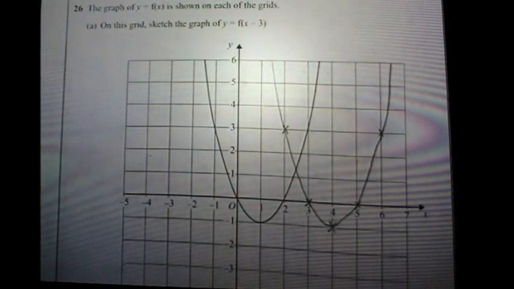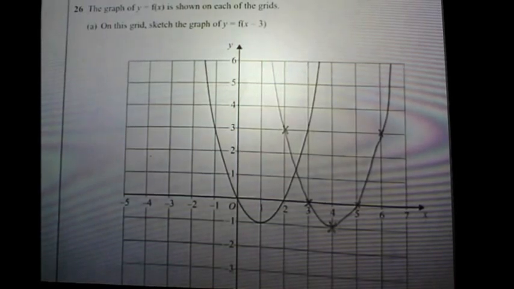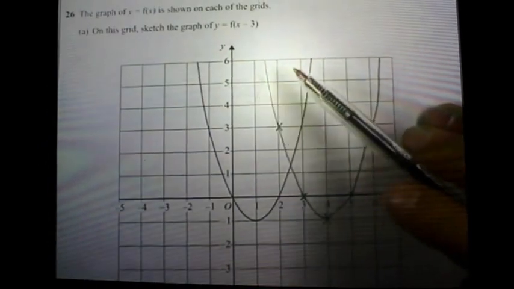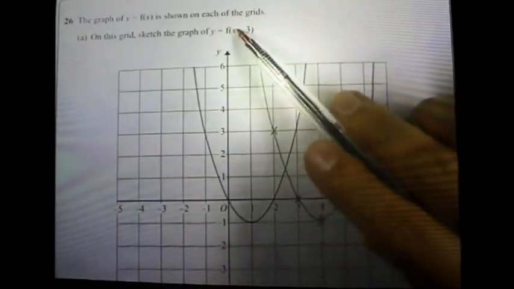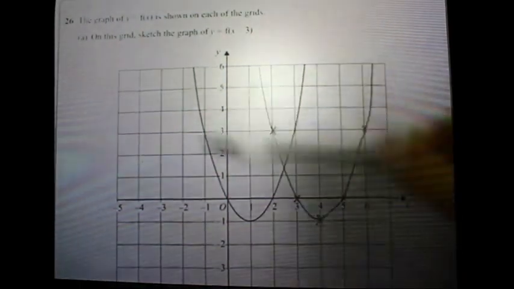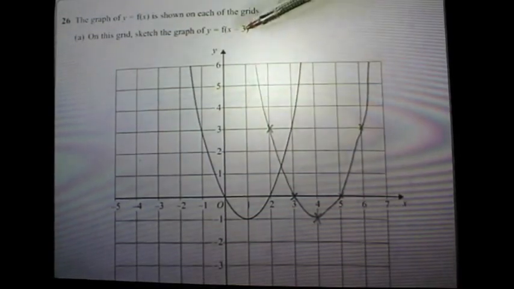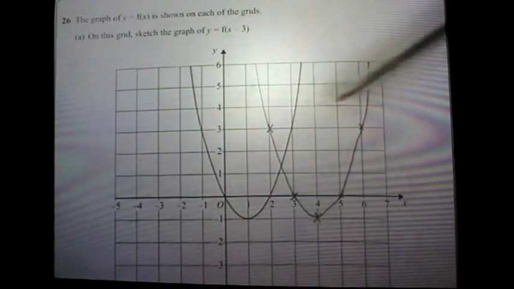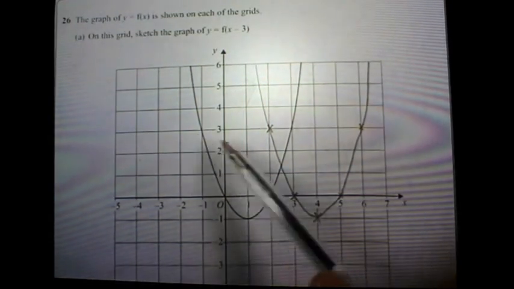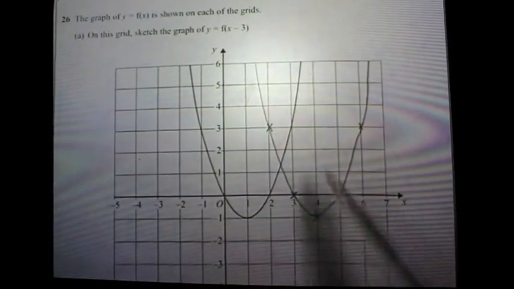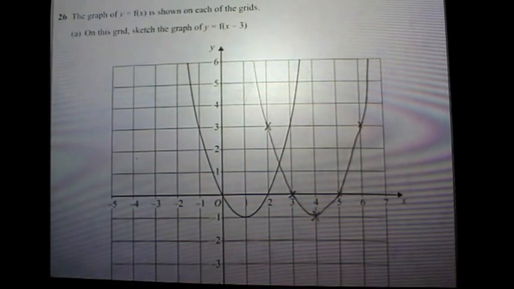Graphs. Y is equal to the function of x is shown on each of the grids. All right. So on the grid, sketch the graph of y equals the function of x minus 3. There's certain things you've got to know. If it is inside the brackets, like it is here, what's happening to x, this graph here, the original one, is going to be shifted either way. You'd think because it's minus, it would go this way, but it doesn't. It does the opposite, so it moves 3 this way. So all I've done is move the points 1, 2, 3, 1, 2, 3, and 1, 2, 3.